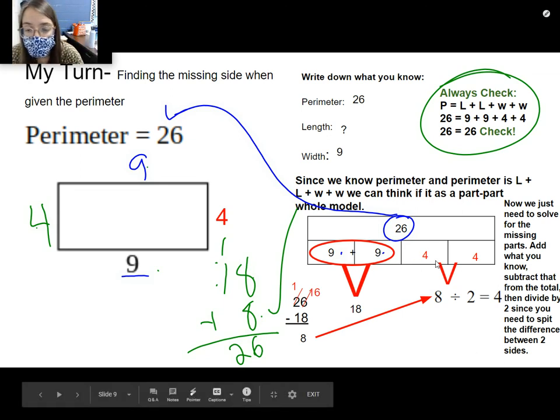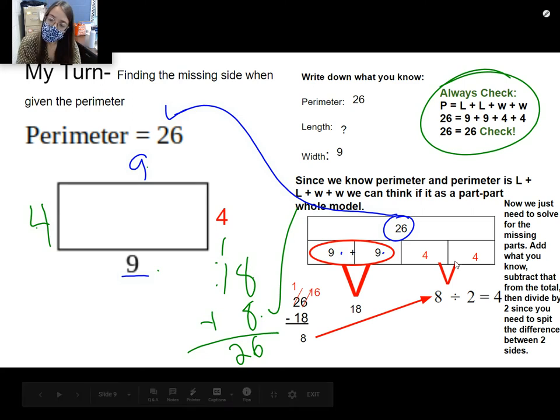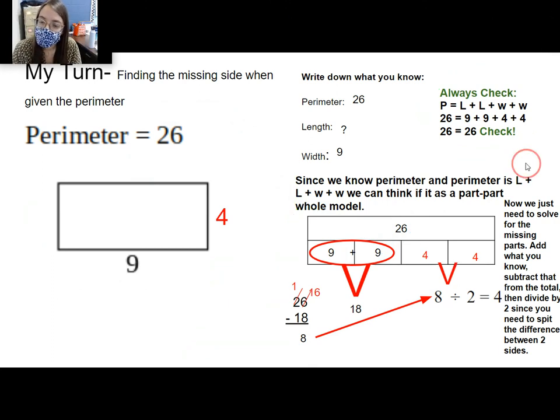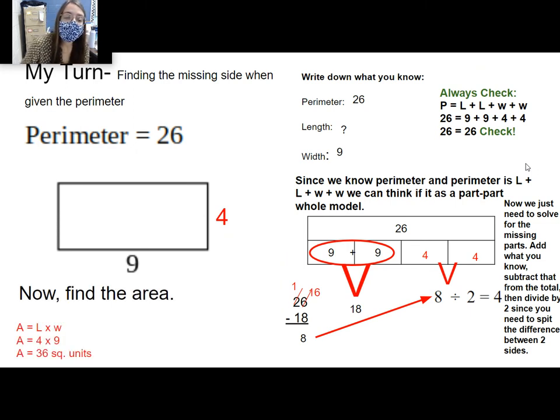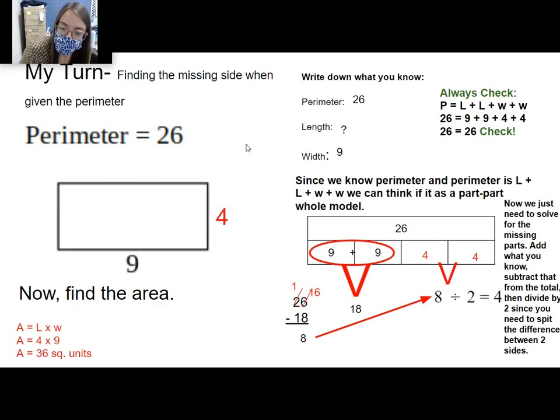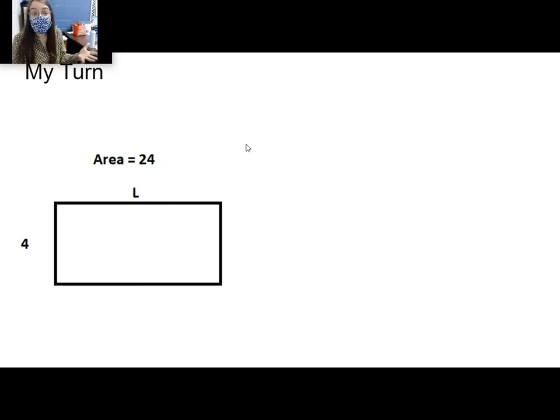Think about it as a 4-part whole model. Add what you know, take it away from the total, and divide that difference by 2, because you're splitting it equally between 2 different sides. All right, as we conclude, we're now going to find the missing side when you're given the area. Now, this one is a lot less steps than this one, okay? This is why, because the area formula is different.